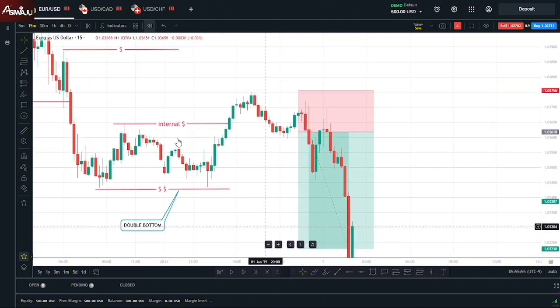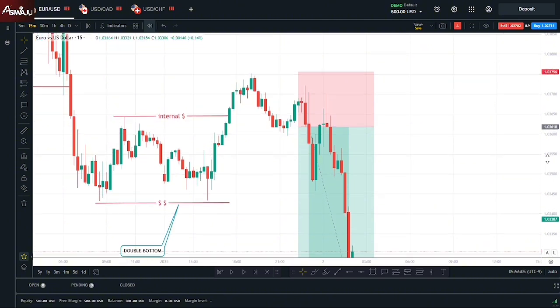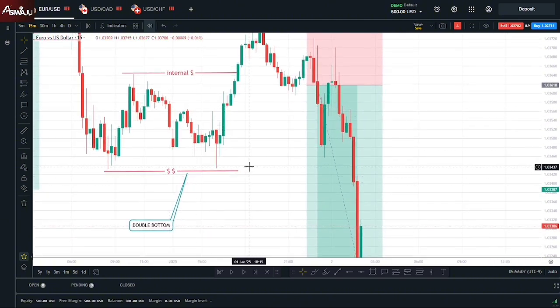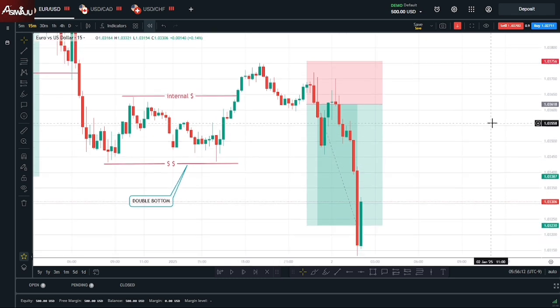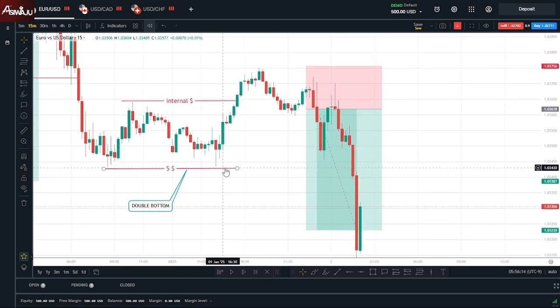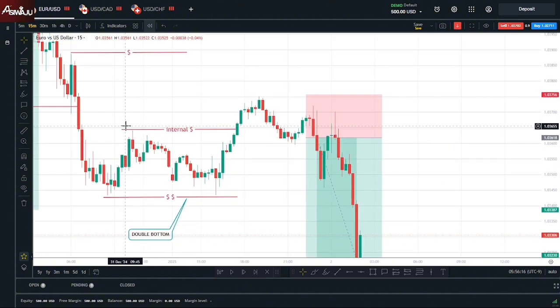Remember, this is not a major inducement, this is just an internal inducement. The reason why is that we have equal lows here, and this low failed to break this low point. If you zoom in very well, you see that this low failed to break this low. So this is the reason why. So it creates something like equal lows. So this is the reason why this high is just an internal inducement point. This is not a major inducement point.